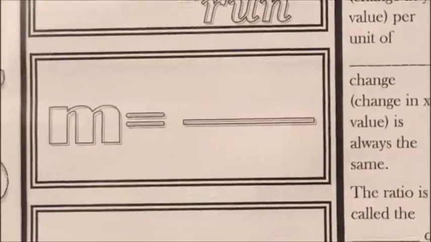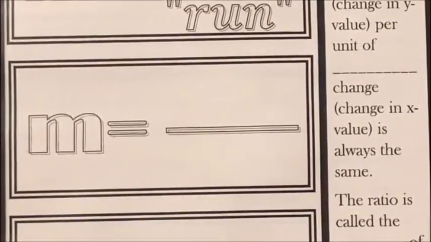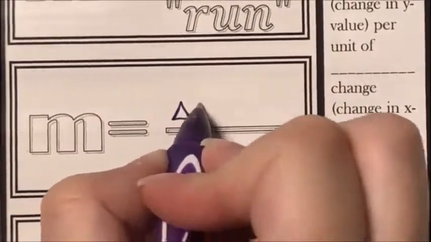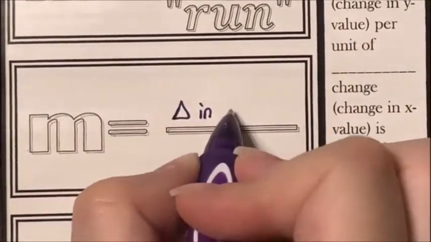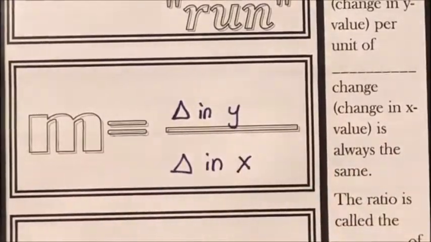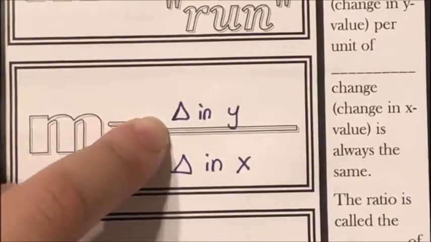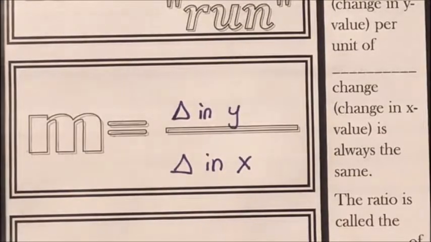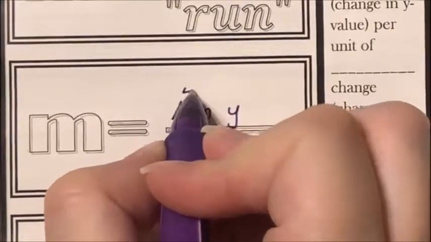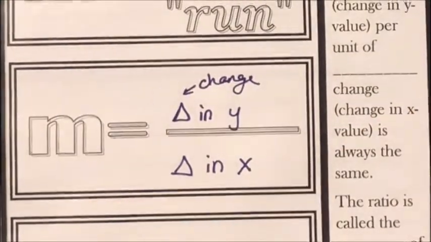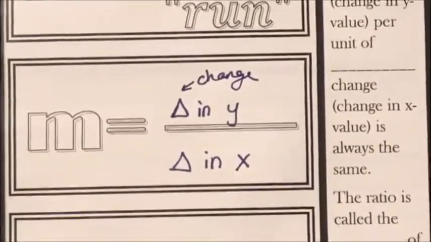Another way that we can look at slope is change in Y over change in X. And this symbol right here, it's called delta in Greek, but it means change. So this means change. You may want to write that somewhere. Okay, so that means change.